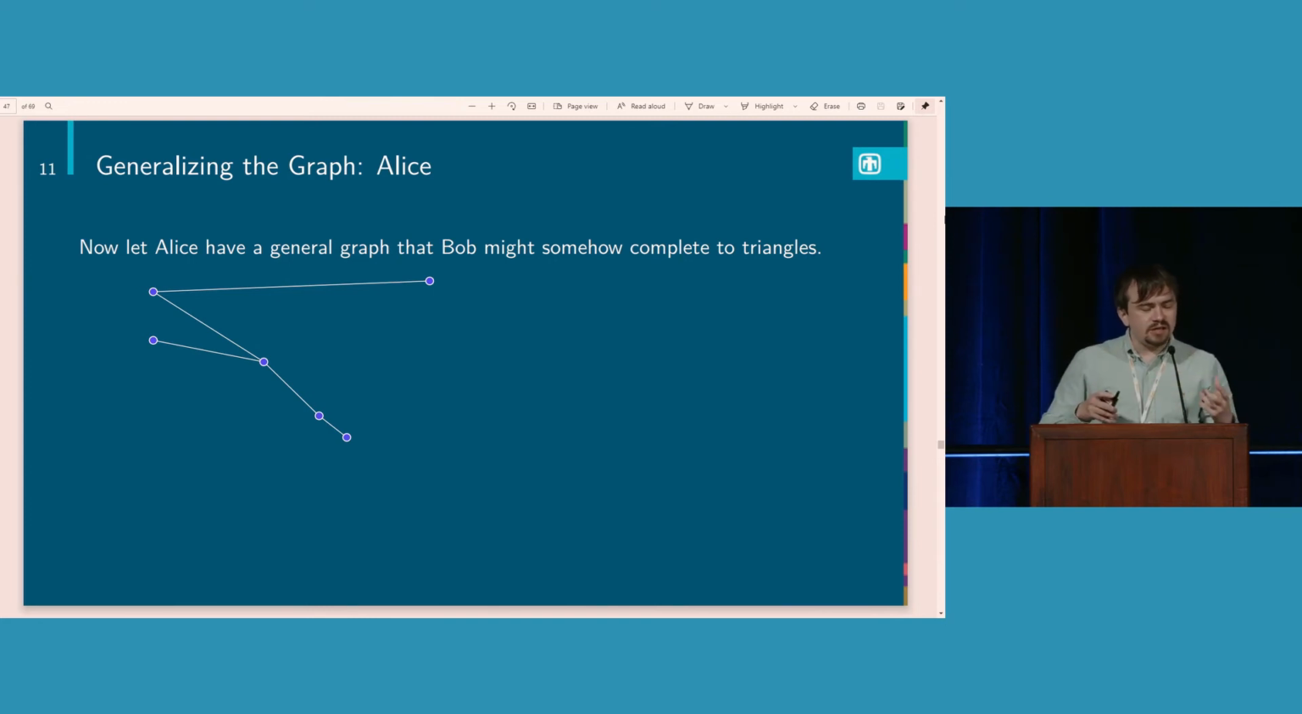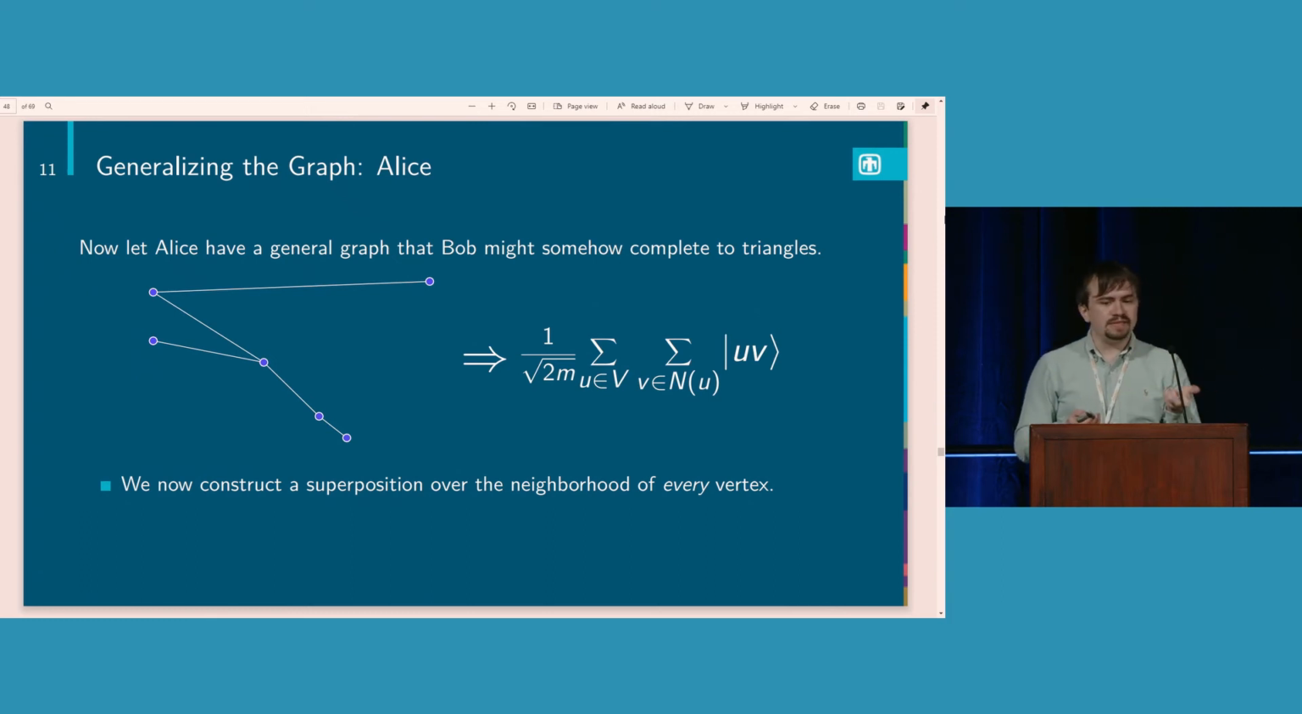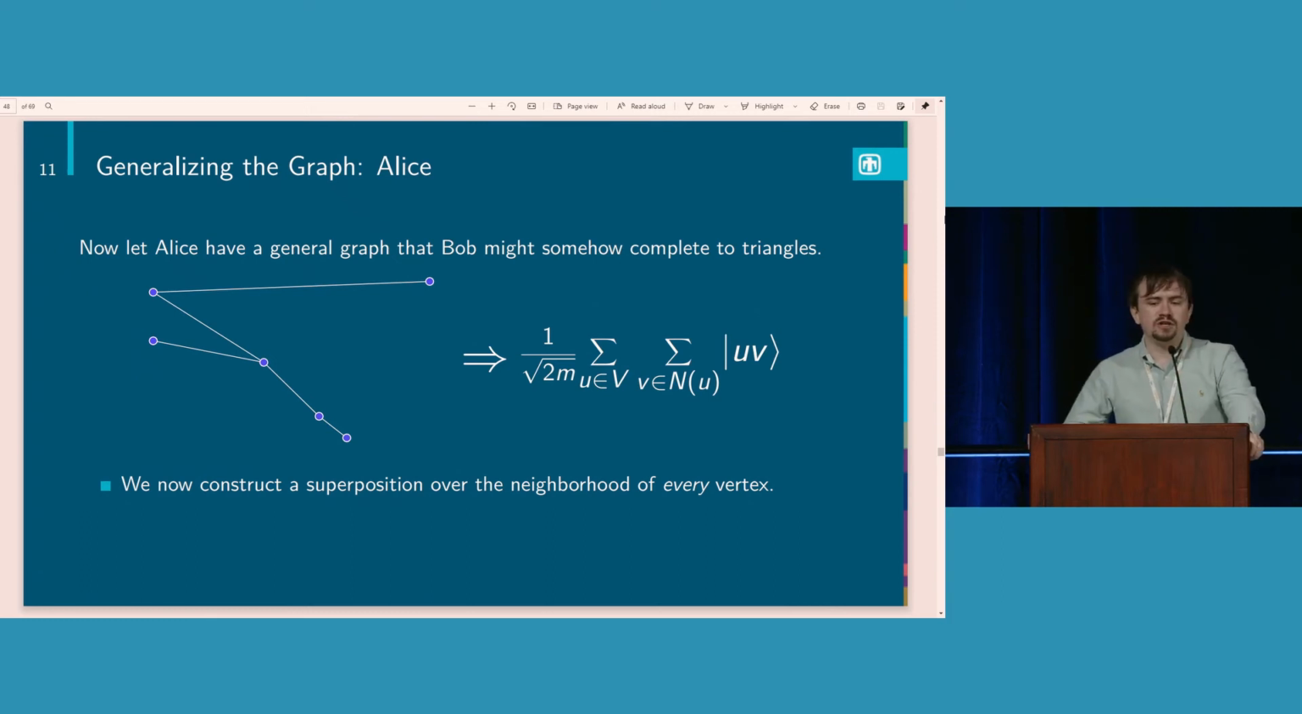Previously, when we had the star, Alice prepared a superposition over the neighborhood of that star vertex. Now, we're going to have her prepare a superposition over the neighborhood of every one of her vertices, which you can see is essentially the same as having her prepare a superposition over all of her edges, except every edge will appear twice in the superposition, once in each possible orientation.